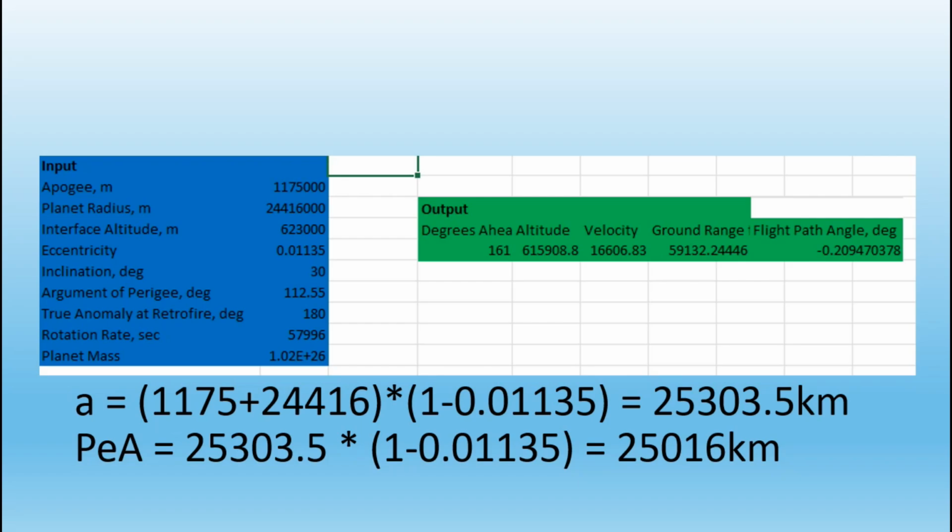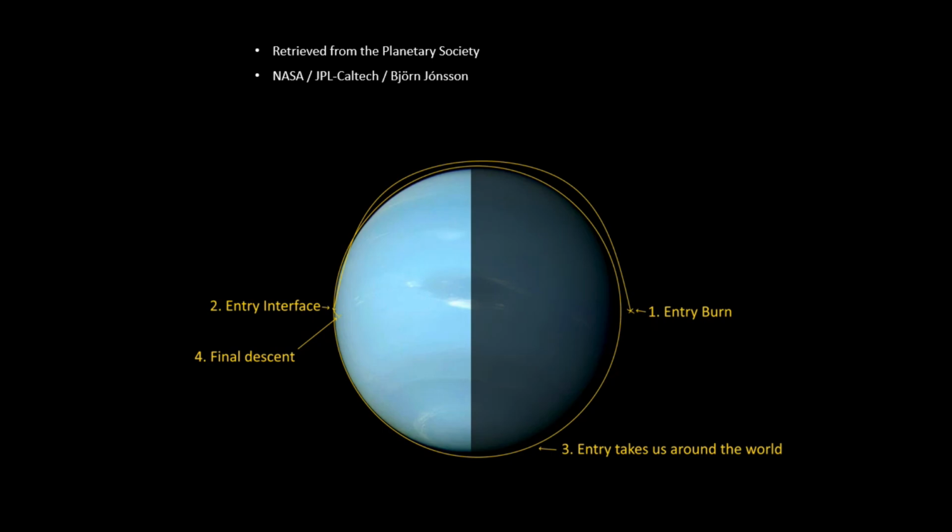Now, I've already generated a solution to the problem, which is up on the screen. We need an eccentricity of 0.01135 starting from our circular orbit. This means the periapsis will be 25,016 kilometers from the center of Neptune, and the entry orbit semi-major axis will be 25,303.5 kilometers. Now, since we're starting from a circular orbit, we can do this maneuver at any time, but we want to consider where we're entering the atmosphere. Our long entry path will take us a full lap around Neptune's circumference. Our entry orbit will take half the planet.